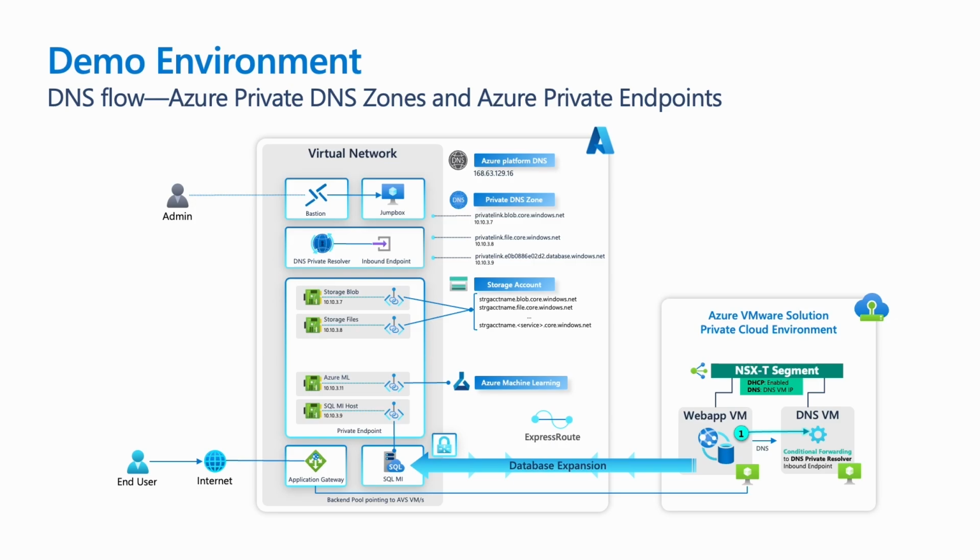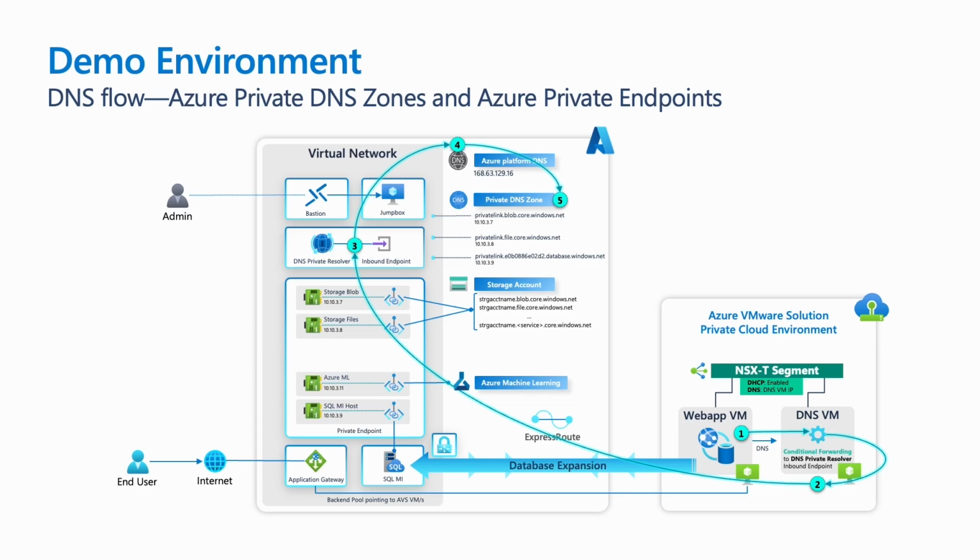That DNS virtual machine will be configured with a conditional forwarder for the zone that contains the SQL MI record. So it says, oh, I know where to send those requests. It's off to this private resolver, the endpoint of the private resolver. The private resolver, using Azure Platform DNS, recognizes that's part of a private DNS zone, which we will have configured. And that private DNS zone contains some of these A records, including in this case, the one for SQL MI that the web app VM is trying to resolve in the first place.